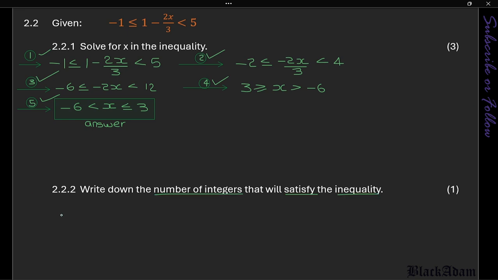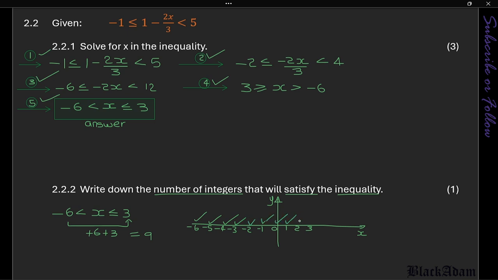And the number of integers that satisfy the inequality, that's going to be negative 6 less than x less than or equal to 3, and then that means that we take 6 to the other side, will give us 9. So 6 plus 3. Remember that it's less than, not less or equal to. So let's just have a look at it. We have x there, we have 0, we have 1, 2, 3, and then negative 1, negative 2, negative 3, negative 4, negative 5, negative 6. Okay, remember it's less than, not equal to.